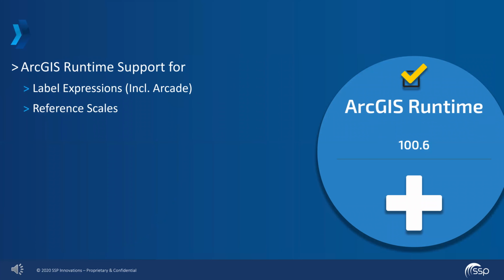In addition to the functionality that Michael has just demonstrated that's delivered via mobile map packages, ArcGIS Runtime now also supports the use of Arcade label expressions to fulfill more complex labeling needs and the application of reference scales. And this functionality is available when you are using ArcGIS Pro to create mobile map packages or publishing feature services.